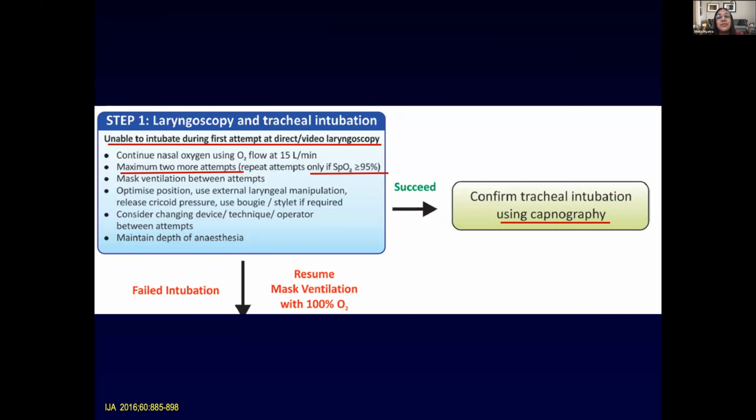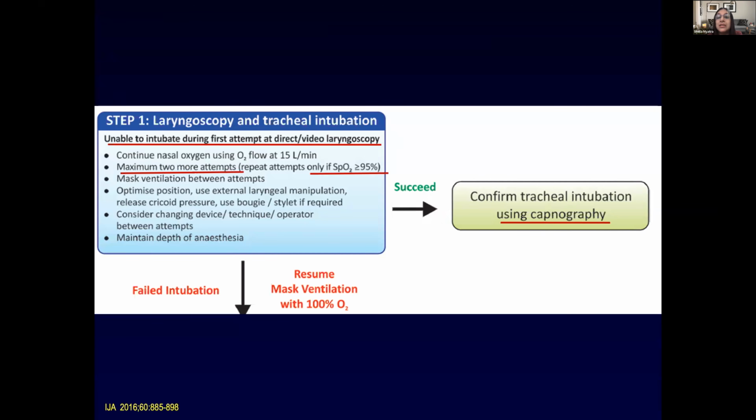Now, what do you mean by safe apnea period? The safe apnea period is the time from when you give the muscle relaxant to the time of desaturation. If you have pre-oxygenated your patient well for at least 3 minutes, you have about 5 to 8 minutes before the patient starts desaturating.